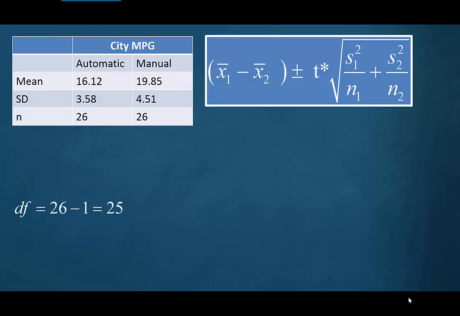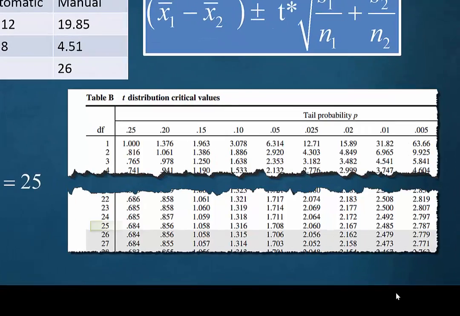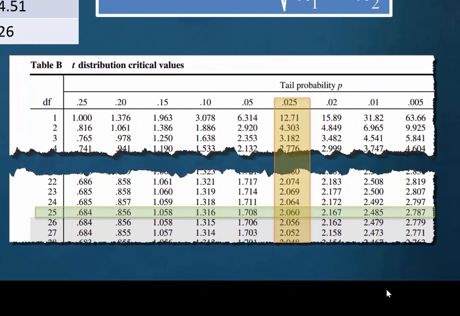We're going to call automatic sample 1 and manual sample 2. This is completely arbitrary. We could have flipped those. Since both samples are n equals 26, our degrees of freedom are 26 minus 1, which is 25. If there were different sample sizes, remember we take the smaller of the two. So we look this up in the table. Degrees of freedom 25 and 95% confidence is going to be 2.060. So that is our test statistic.